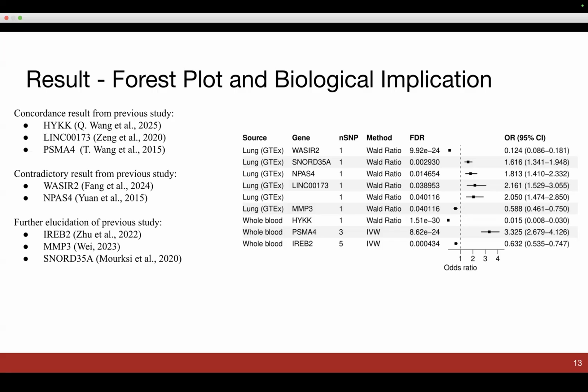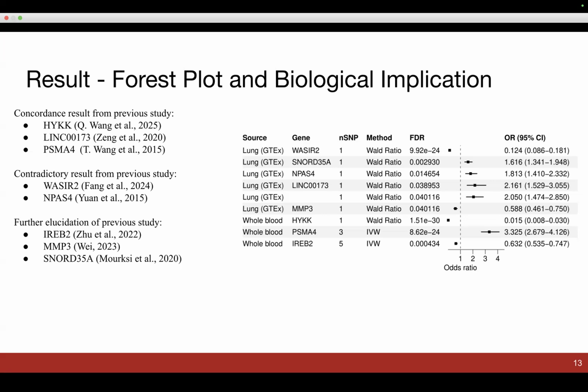The concordant results are pretty straightforward. We can see that HYKK is protective in our result, which was demonstrated by Wang et al. in 2025. In contrast, LINC00173 and PSMA4 are both causal, and this is supported by previous studies in non-small cell lung cancer or other types of cancer.